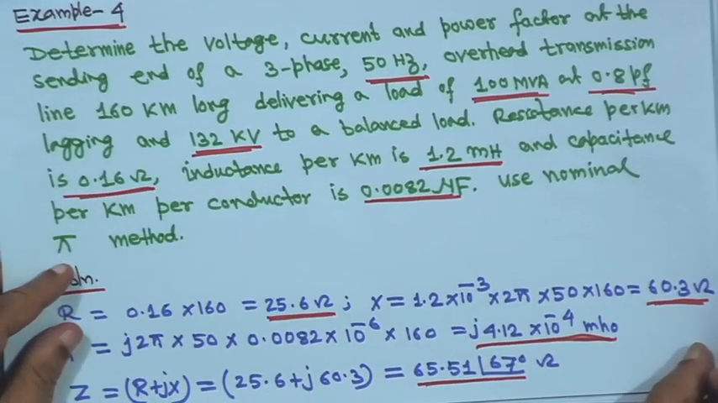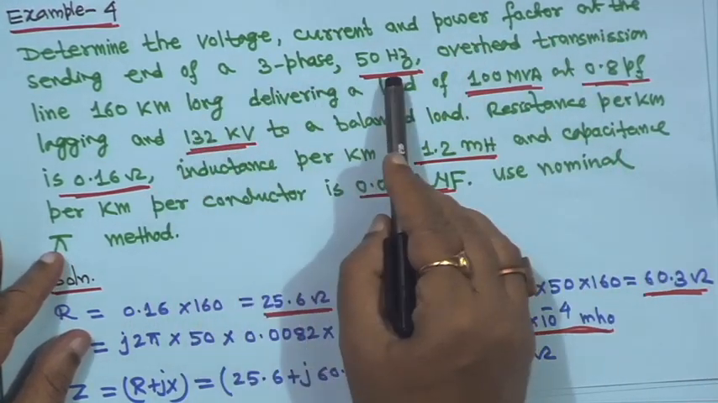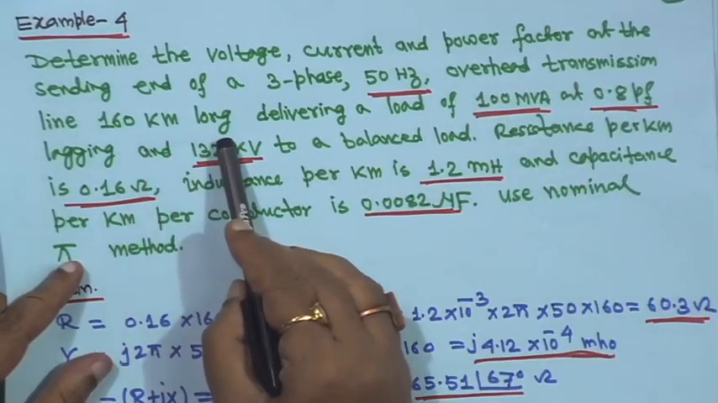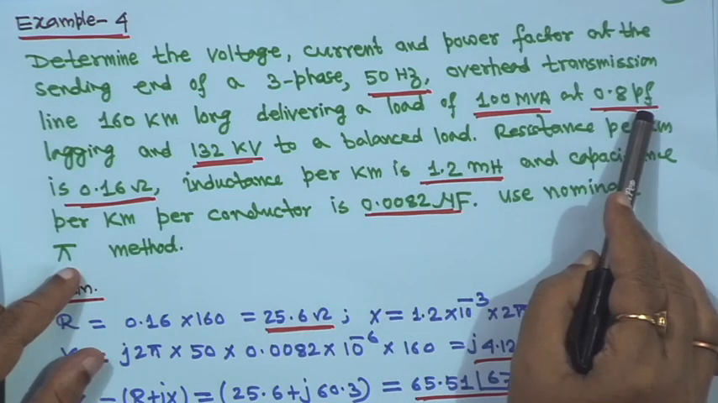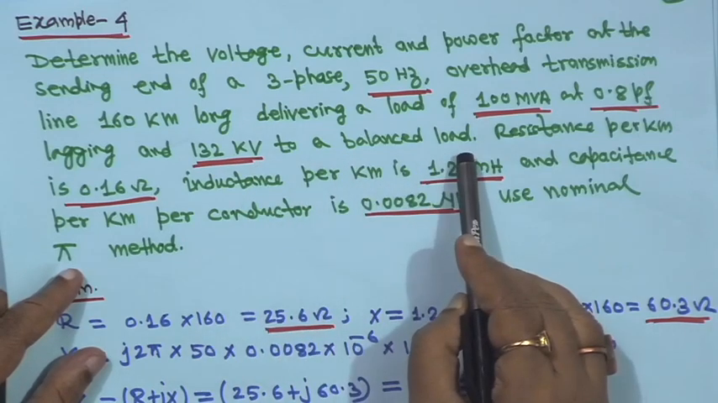Next example is to determine the voltage, current and power factor at the sending end of a 3 phase, 50 Hz overhead transmission line 160 km long, delivering a load of 100 MVA at 0.8 power factor lagging and 132 kV to a balanced load. It is another type of problem.